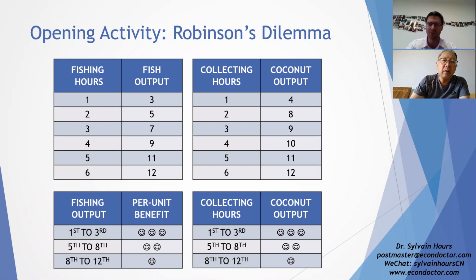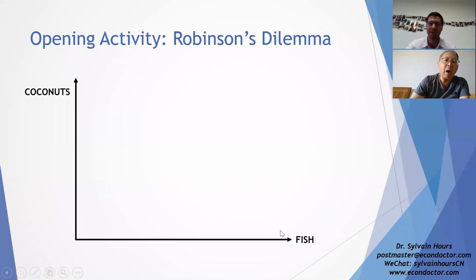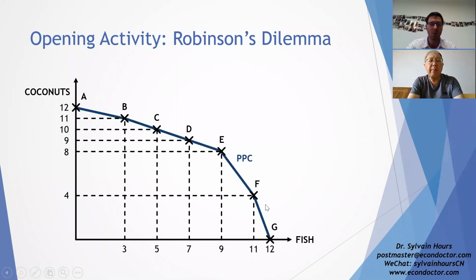So let's do that first. Let's use this information to graph Robinson's production possibility curve. Okay, so we'll put fish on the horizontal axis and coconuts on the vertical axis. And using this information, it is really straightforward to look at all the possible combinations where Robinson is going to use all the time at his disposal, 6 hours, between catching fish and collecting coconuts. So you only have these possibilities.